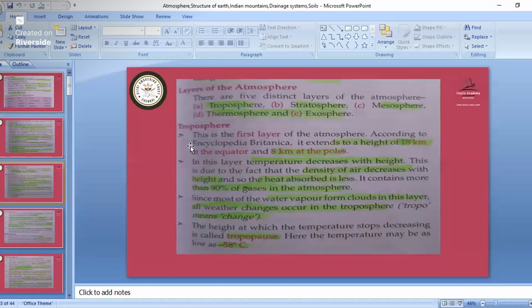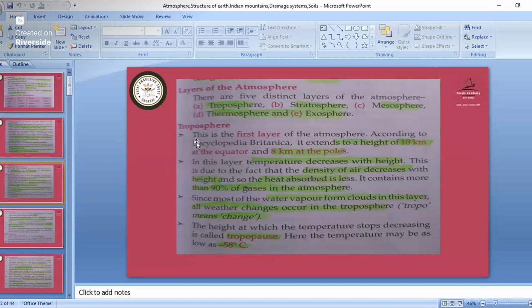Okay, now most important, here we will see layers of the atmosphere. In the first 2 slides, one question might come, like on the composition of atmosphere. But layers of atmosphere are very important, because questions might come from anywhere. So you must know all these 5 layers of atmosphere. There are 5 distinct layers: first one is troposphere, second stratosphere, third mesosphere, fourth thermosphere, fifth exosphere.